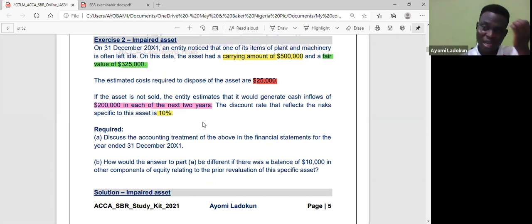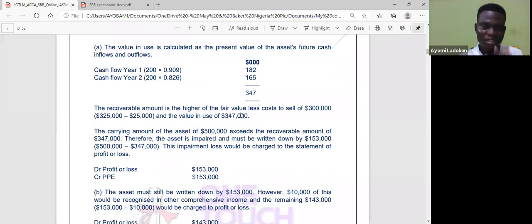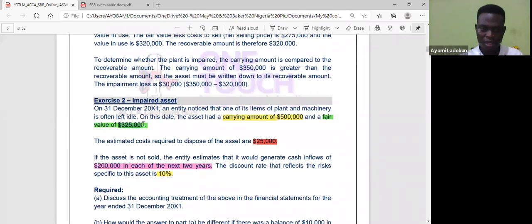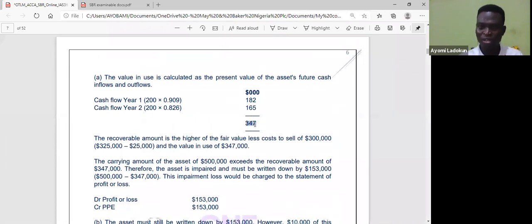Now I compare that figure with 300. Can you remember we got the 300? This is 325 minus 25. The higher of the two becomes my recoverable amount. I'll then compare it with this 500 to tell me whether the asset is impaired or not. So when I did the discounting, I have 347. When I compare 347 with this 300, which is 325 minus 25, obviously 347 is higher.